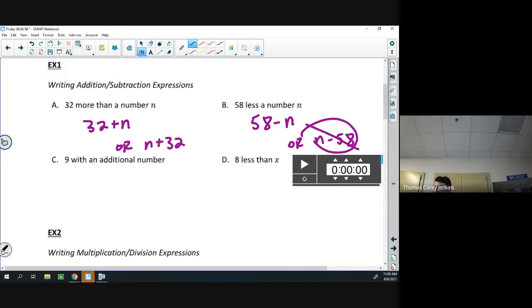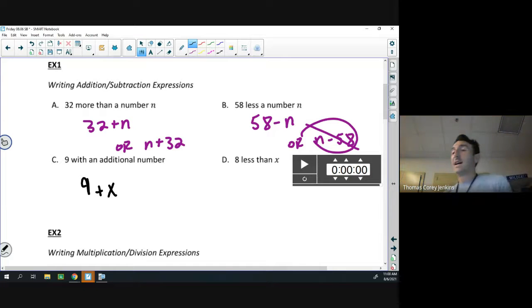We go pretty quick. All right, can I get a volunteer for C, 9 with an additional number? This is a little bit confusing, but what did you do on that, Cameron? 9 plus x, or 9 plus whatever variable you wanted to use. That's right. Very good. So we'll use Cameron's 9 plus x, or it could be x plus 9, right? Or any variable plus 9. Okay. Good job, Cameron.